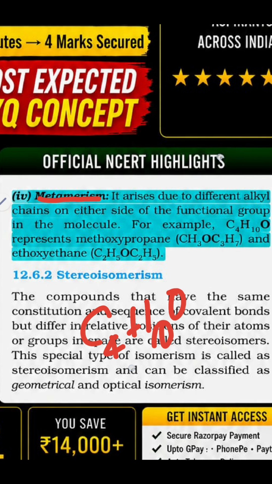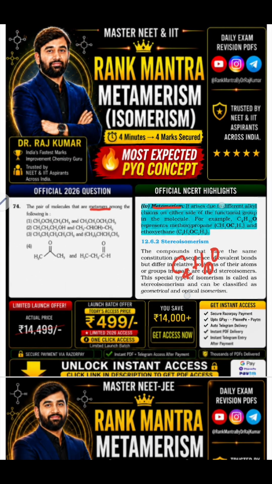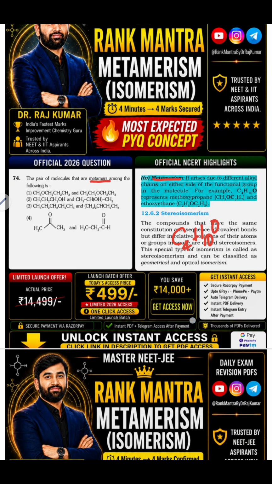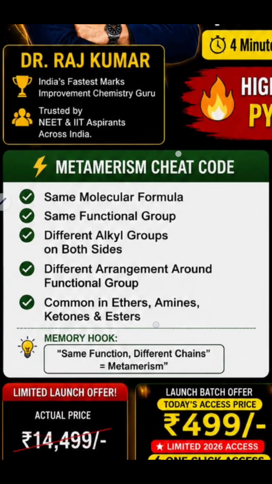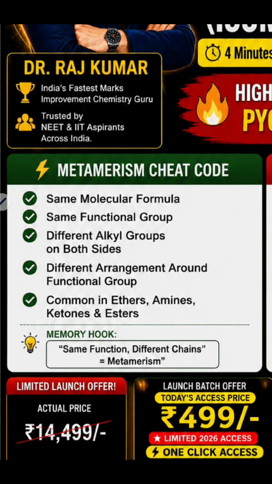So when you look at this, the same example, every single year the examiner wants to test you, but the important thing is how to identify this, how to tackle this question. Now this will play a key role, that is the metamerism cheat code. You can see here very clearly what the metamerism cheat code is. First important thing, the molecular formula should be the same. Second important thing, the functional group should also be the same. Third important thing, whatever alkyl chains you have on both sides must be different, right? So depending on this, you can easily identify whether the given isomerism is showing metamerism or not.